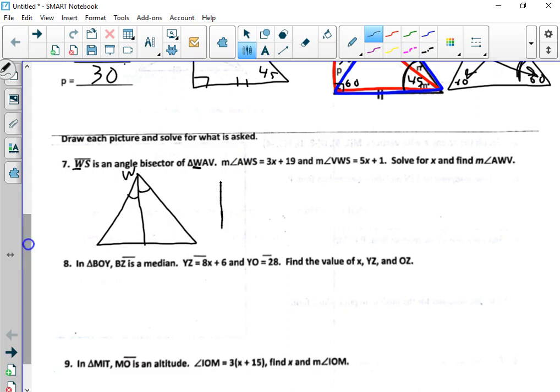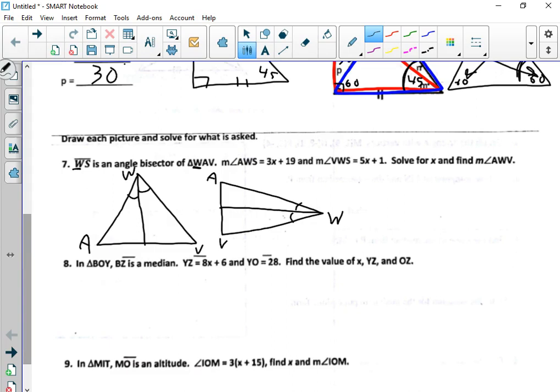Again, you could draw your triangle any way you want and make your angle bisector there. And this would be W and A. And it doesn't matter. Okay? The key point is you're trying to show that two angles are equal.